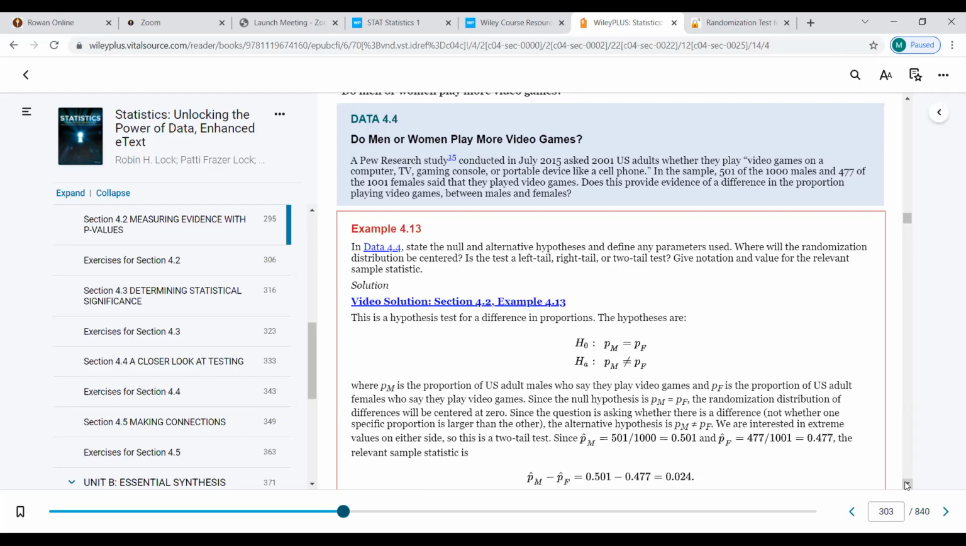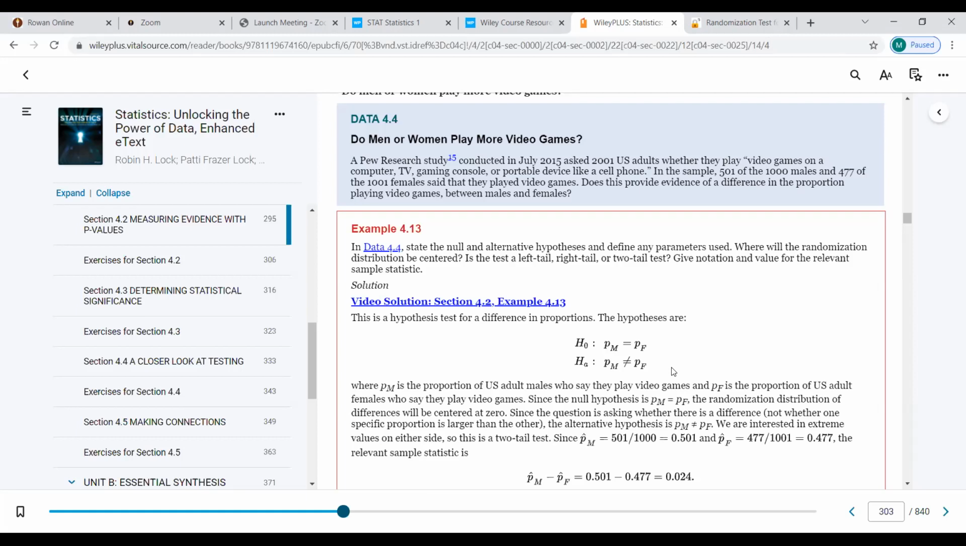So when you see words like difference, as opposed to greater than or less than, you know you're dealing with a two-tailed test. That is, the alternative hypothesis is not equal to. So for example, if you look down here in the null hypothesis, P_M is the proportion of males, and P_F is the proportion of females. The null hypothesis says there's no difference between the proportions of males and females: P_M is equal to P_F. The alternative hypothesis says there's a difference, and so it's P_M is not equal to P_F. So this is called a two-tailed test.